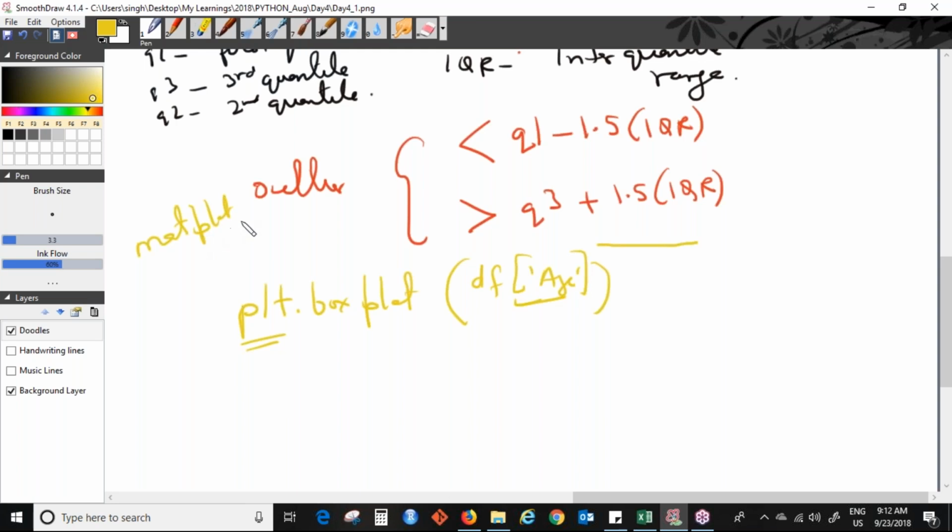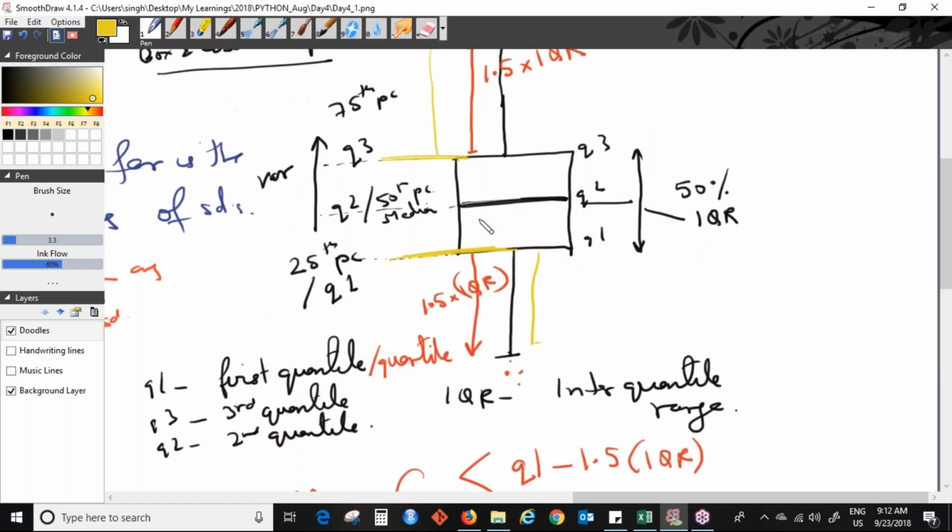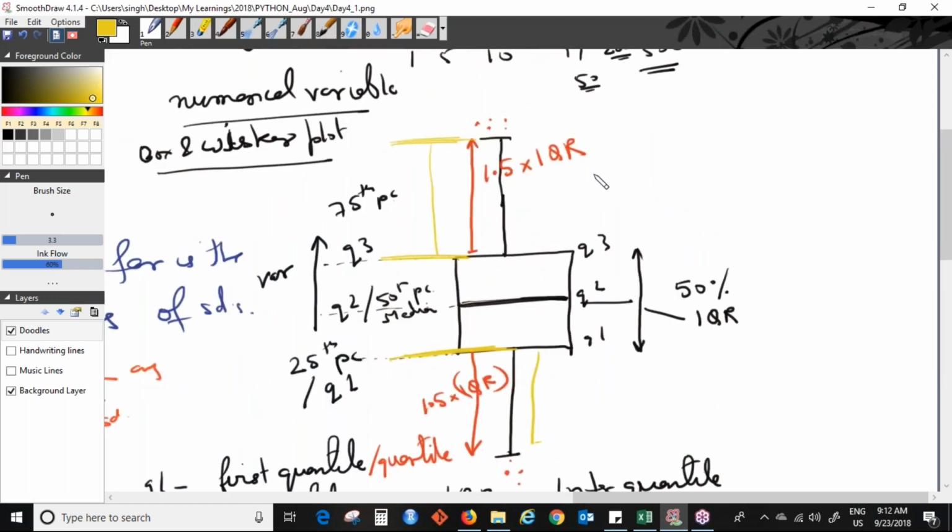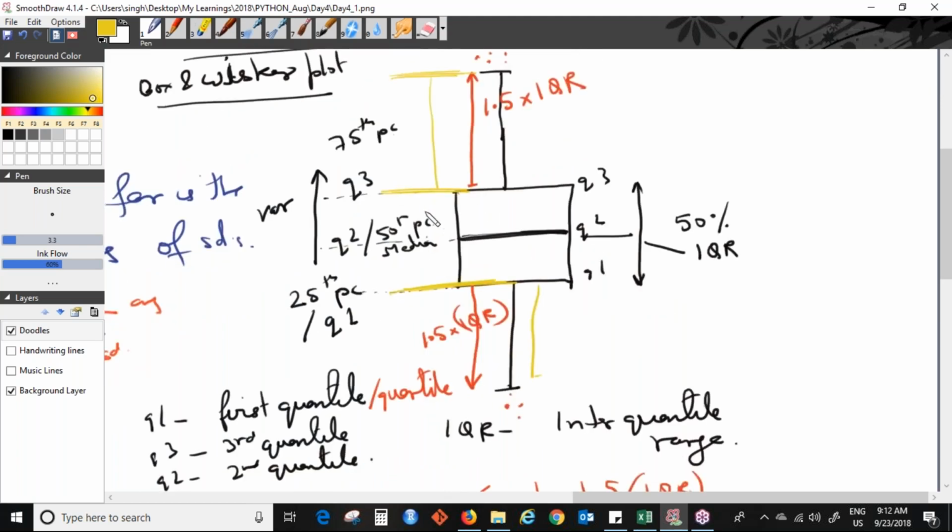So import matplotlib.pyplot as plt. So that plt is coming here. From matplotlib plt.boxplot, and you write this column or a list. This can be a column from a data frame, anything. And you will get the boxplot. It would look like this. Okay. So any doubts, guys, on boxplots? Just take a moment, look through this, and tell me if you have any doubts.